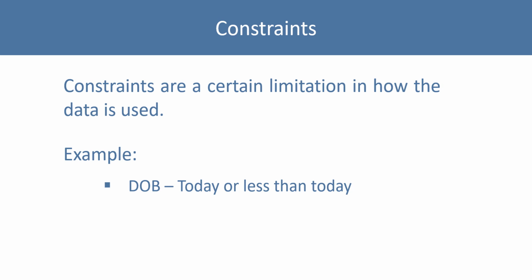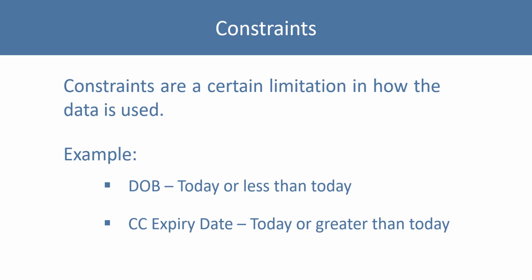Let's look at another example. Credit card expiry date. Credit card expiry date can be today or greater than today. It can be of future date. A credit card expiry date cannot be of a past date. In case we are providing a past date, then the system will not accept those dates. That means the credit card is already expired.